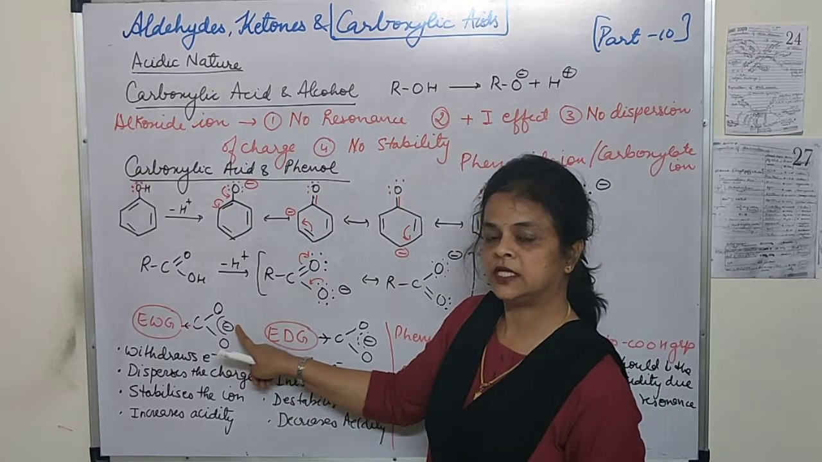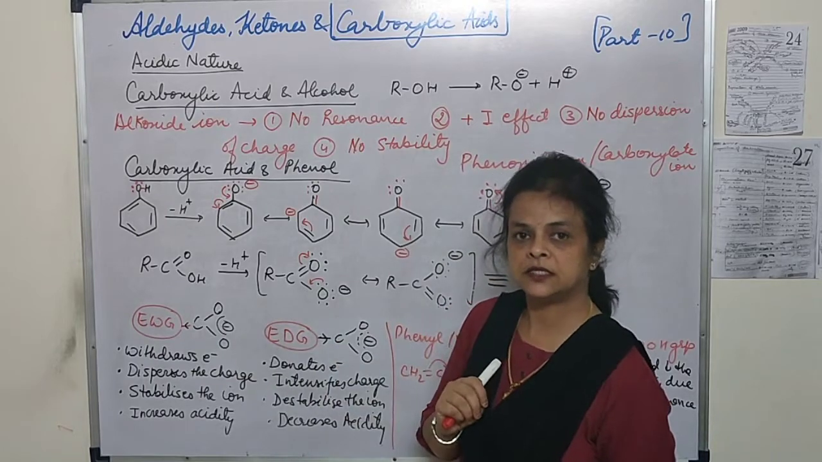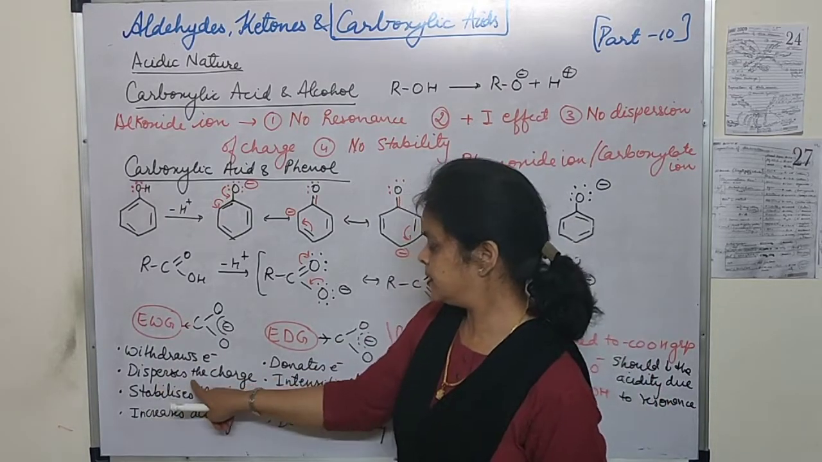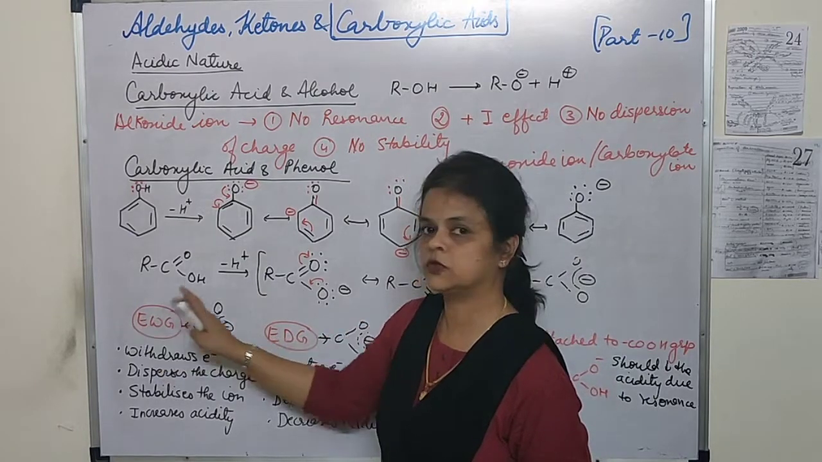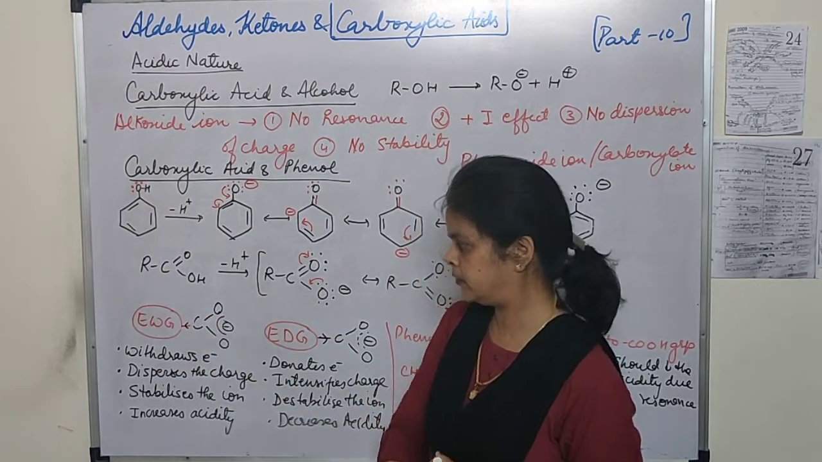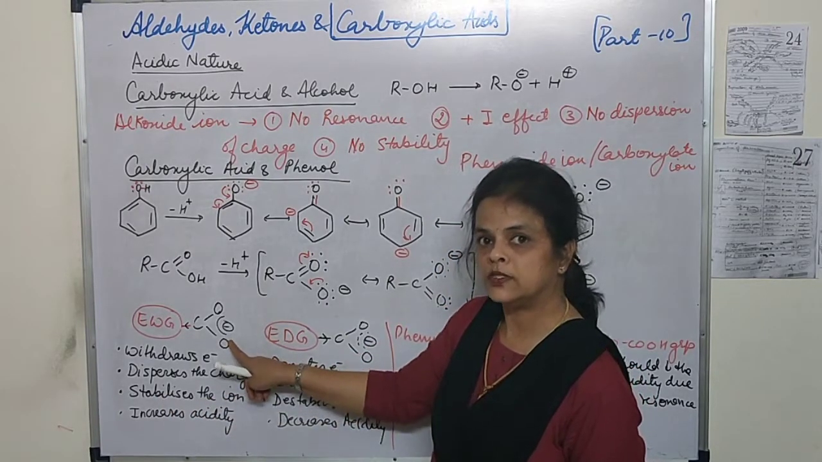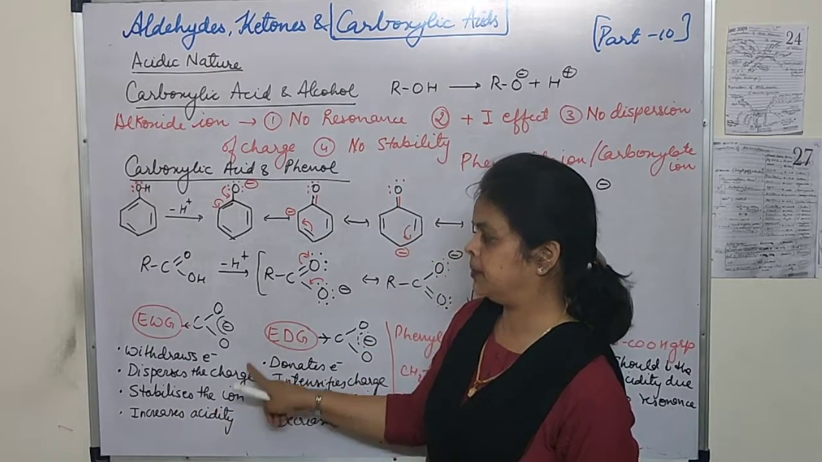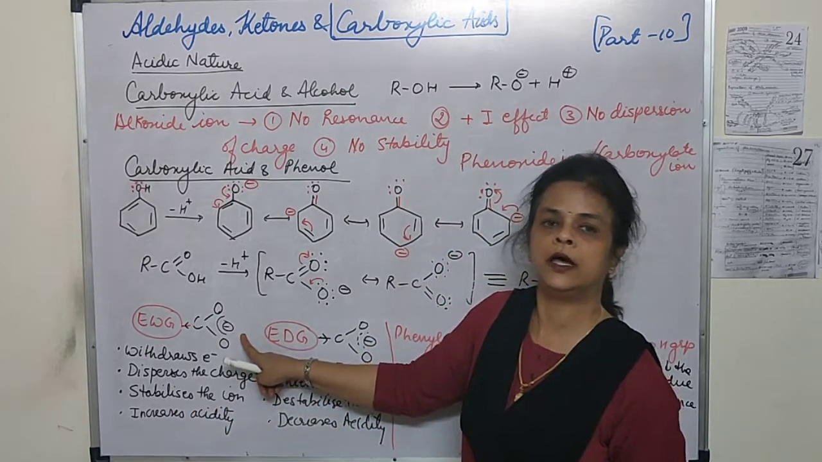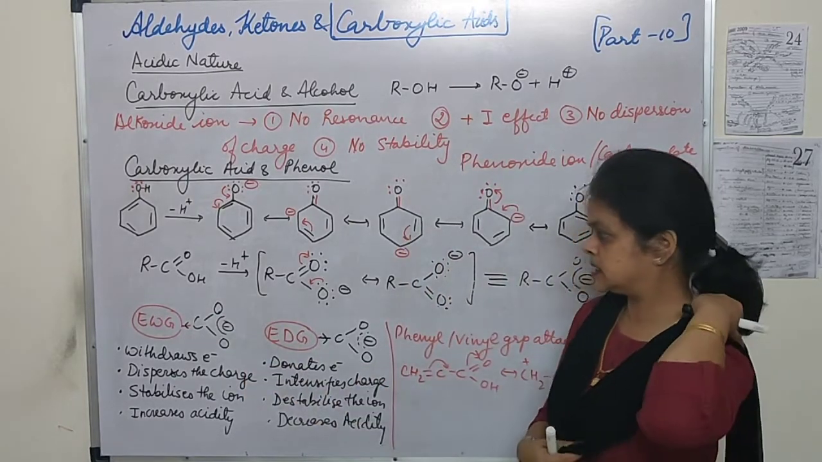अगर यहाँ पे नेगेटिव चार्ज है, उसको कोई विड्रॉ कर रहा है, that means the dispersion of the charge is taking place, so we write disperses the charge. यहाँ पे जो चार्ज प्रेजेंट था उसको वहां पे क्या कर रहा है, उसको डिस्पर्स कर रहा है, अपनी तरफ अट्रैक्ट कर रहा है। Then it stabilizes the ion, that means वो आयन को स्टेबिलिटी प्रोवाइड कर रहा है, and it increases the acidity, because it is increasing the stability of the ion, that means it is increasing the acidity of the carboxylic acid.